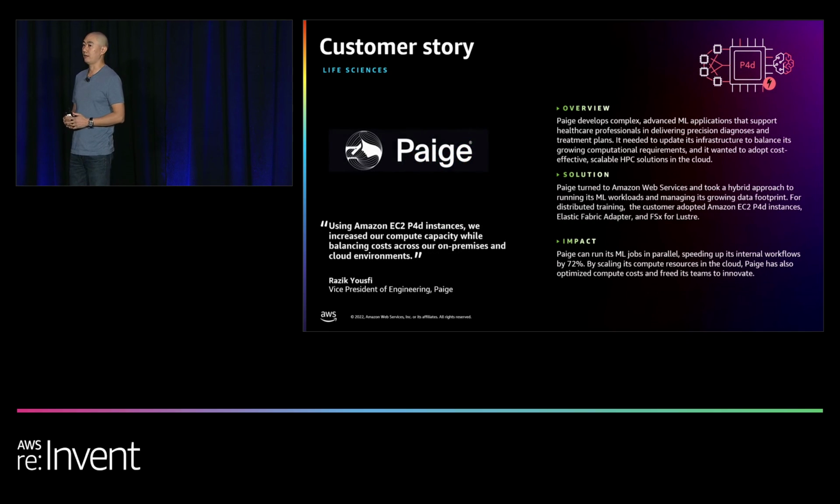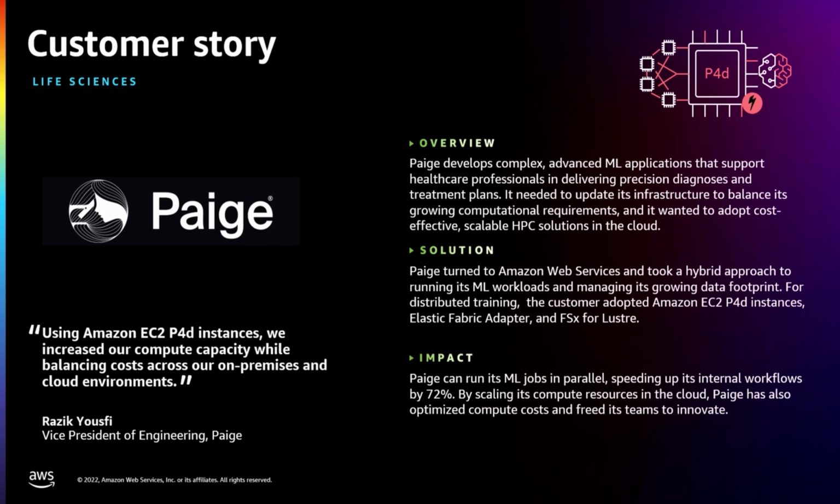Now the last example I have here is from the life science industry. We have a customer called Paige, and they build very advanced, very complex machine learning applications for precision diagnosis and treatment. Think about things like cancer detection and treatment. So before having their workflow in the cloud, they actually had an HPC cluster on premises. They used that HPC cluster to run their machine learning models and associated software.